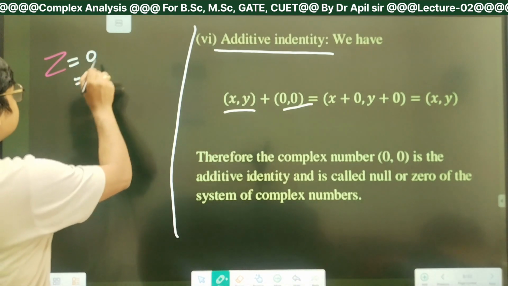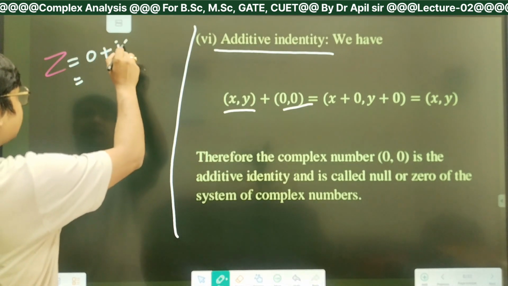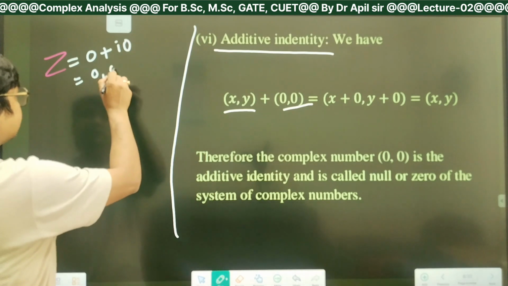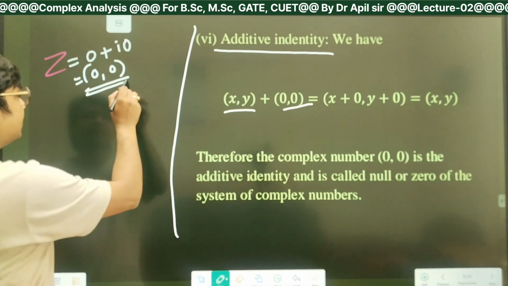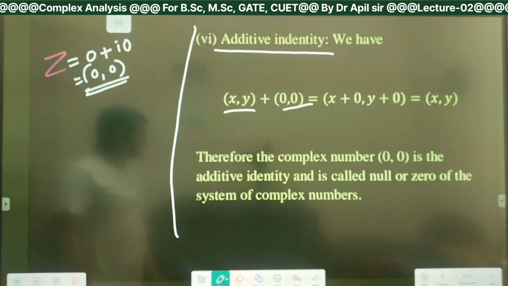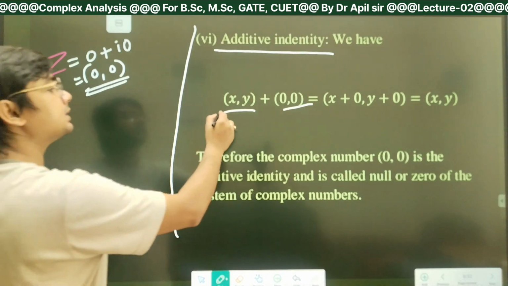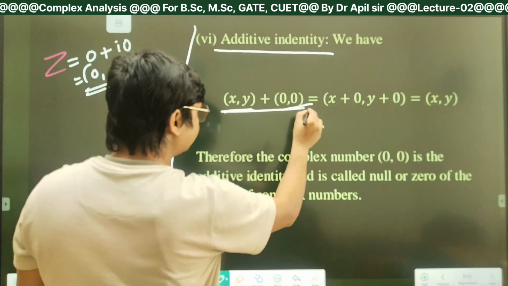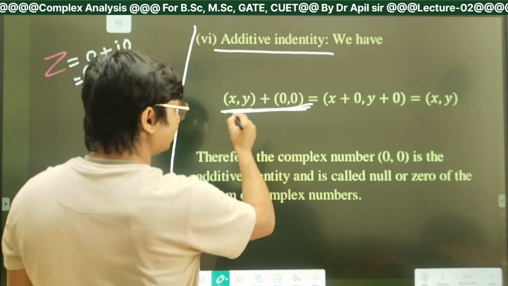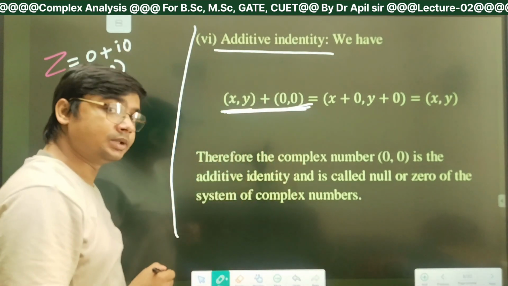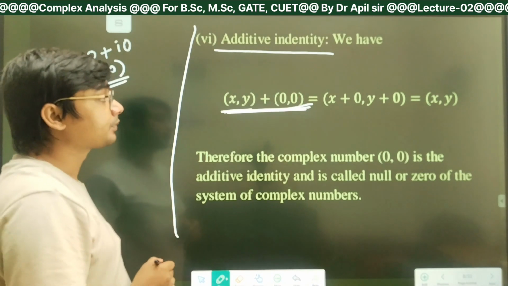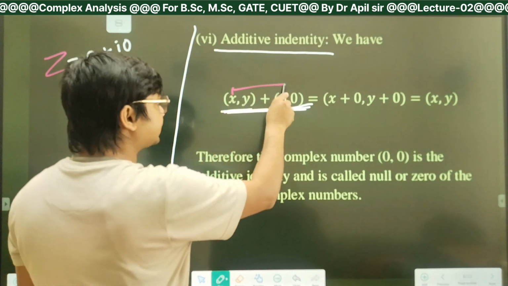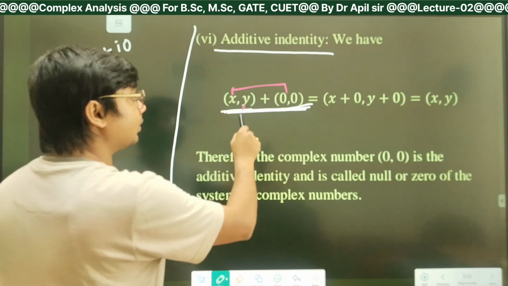So the complex number 0, this 0 means 0 plus i into 0, that means (0, 0), right? Here you see this is the complex number, right? And if we take any complex number, suppose (x, y), and if we take the sum of this (x, y) with this (0, 0), then what we get? Look, this will be x plus 0 and y plus 0.